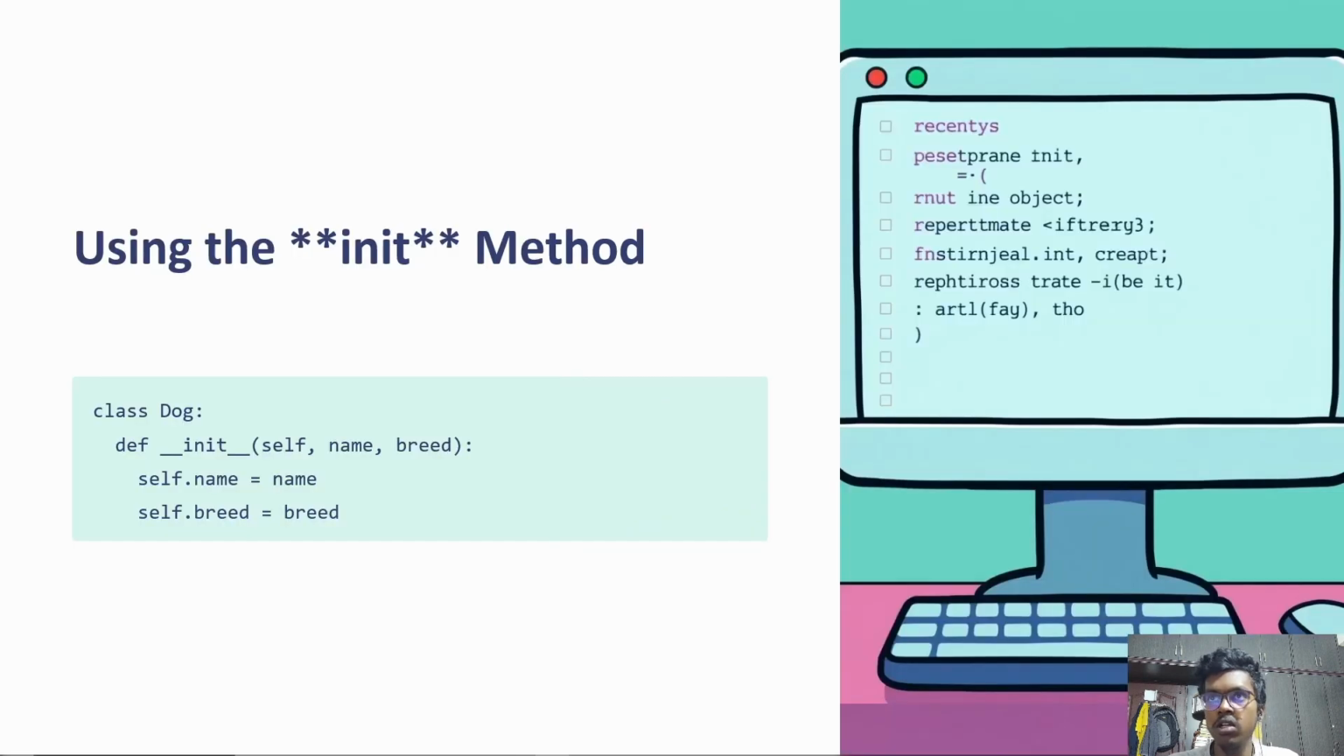Moving forward, using the __init__ method. The __init__ method in Python is a special method used to initialize an instance of a class. It is called a constructor because it is automatically called when a new object of the class is created. The syntax is given right here. Please refer to this.